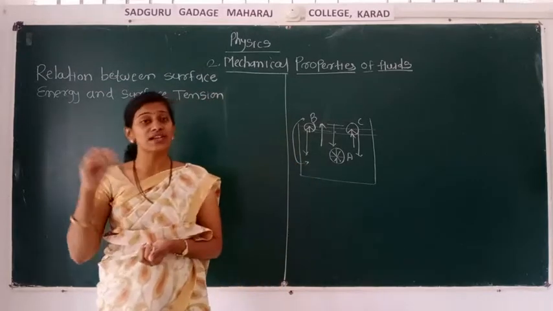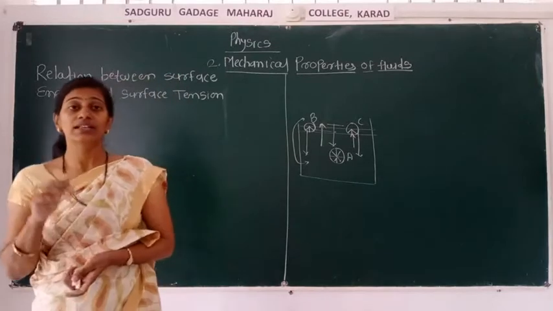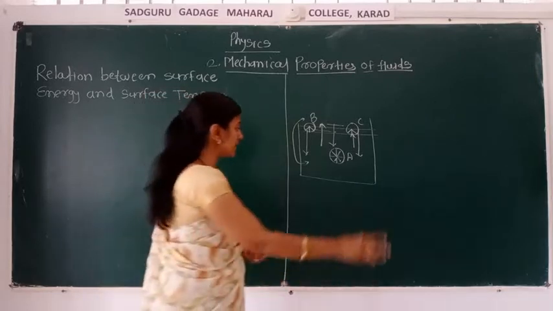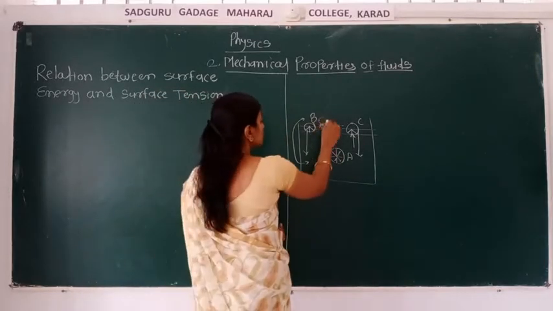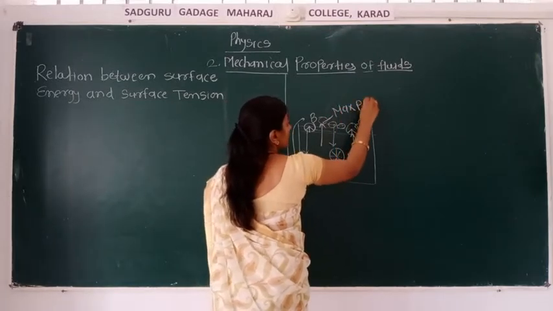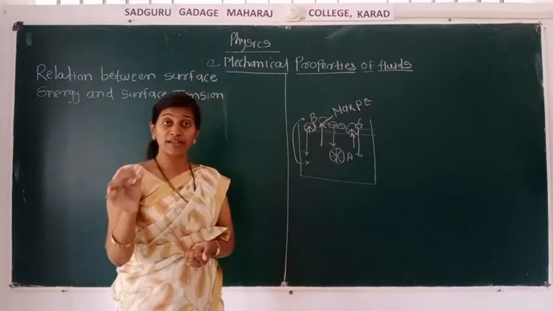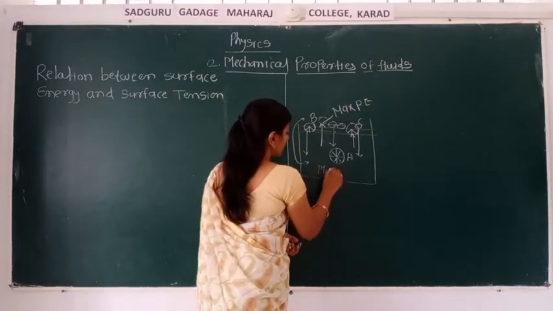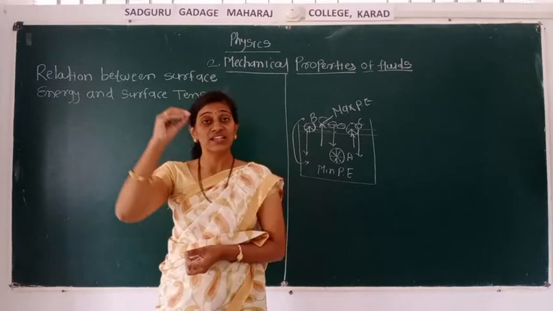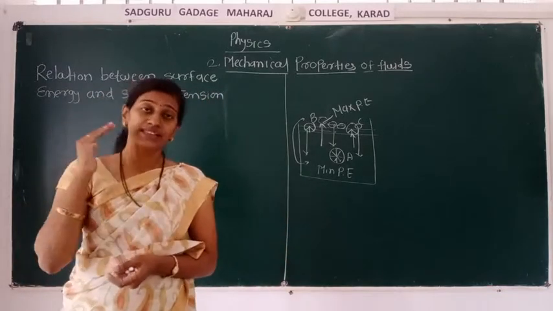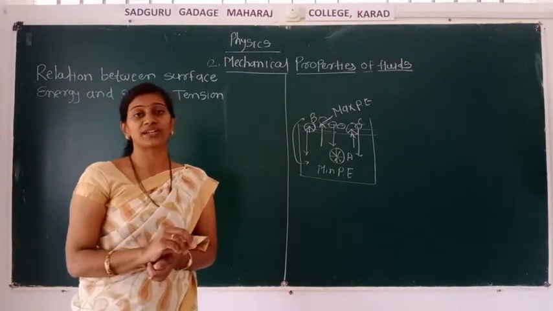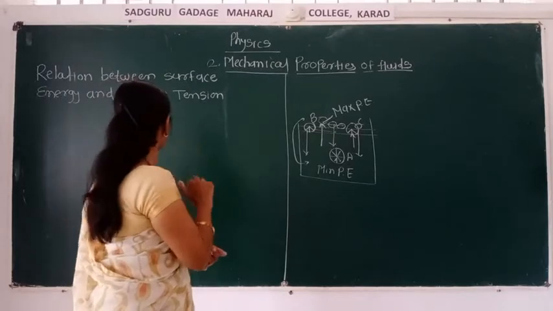The molecules present on the free surface of the liquid have extra potential energy compared to the molecules inside the liquid. The molecules on a free surface have the maximum potential energy, while the molecules inside the liquid have the minimum potential energy. So the molecules on the free surface possess extra energy. That energy is called the surface energy. We already discussed that, and now we have to find the relation between surface energy and surface tension.